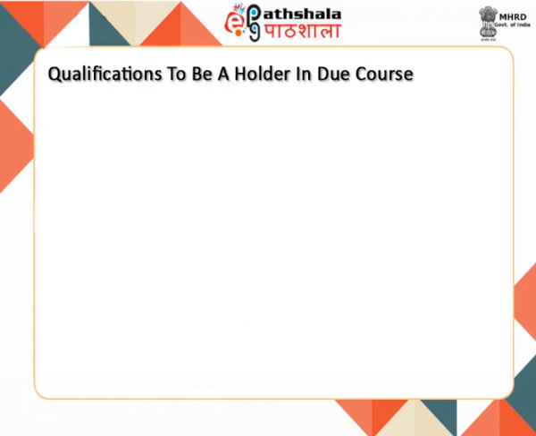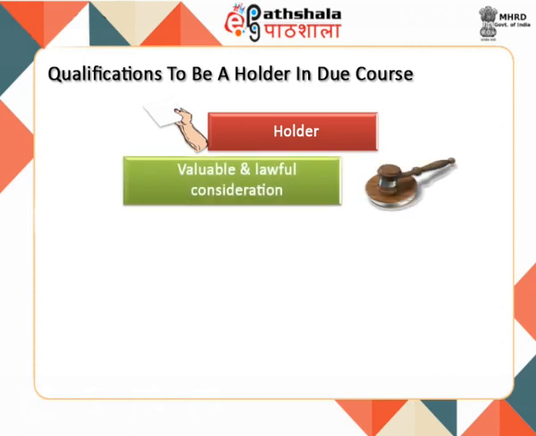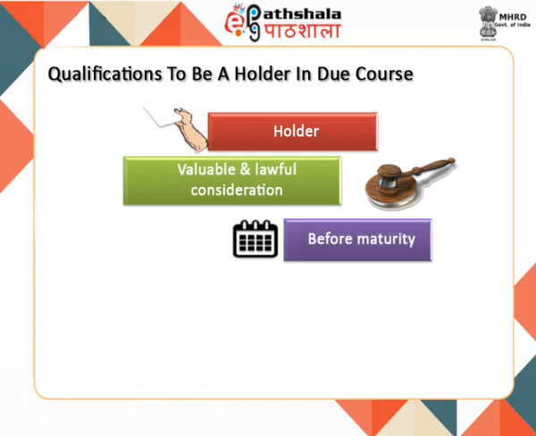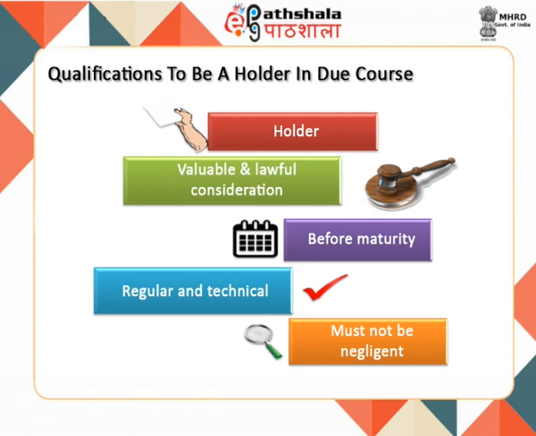In order to be called a holder in due course, the possessor of the instrument must fulfill the following qualifications. He must be a holder. He must become a possessor for valuable and lawful consideration. He must have become the possessor of the negotiable instrument before its maturity. The acquired instrument must be complete and regular in the technical sense. He must not be negligent and should take great care and exercise necessary precautions in scrutinizing the transferor's title. Let us discuss the requirements of a holder in due course in detail.